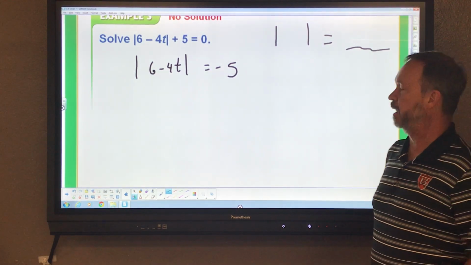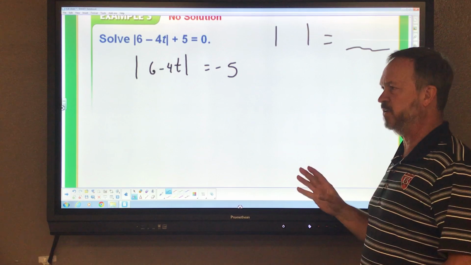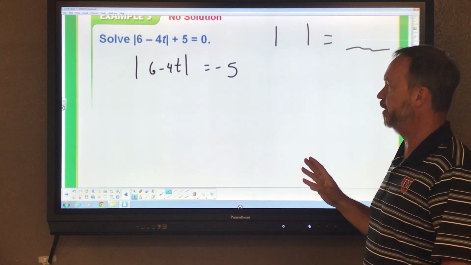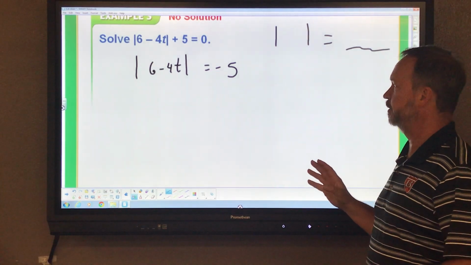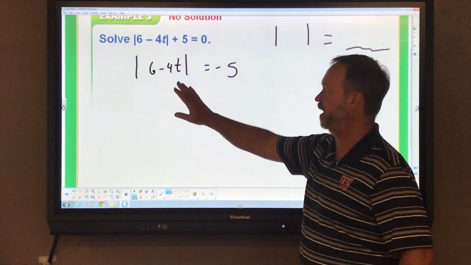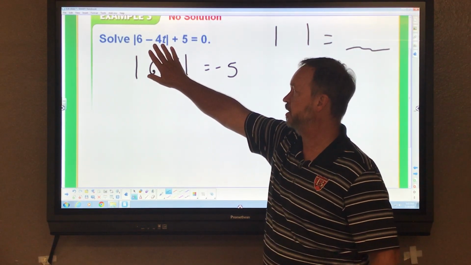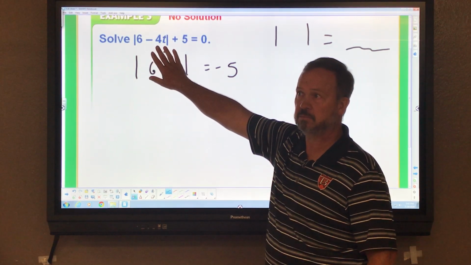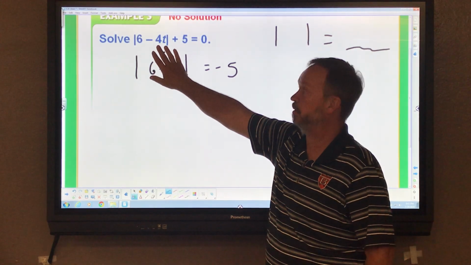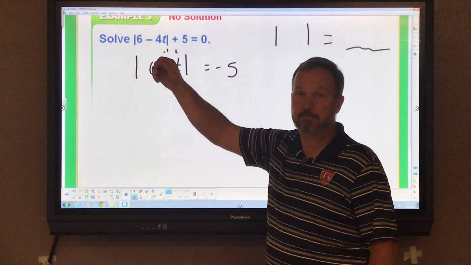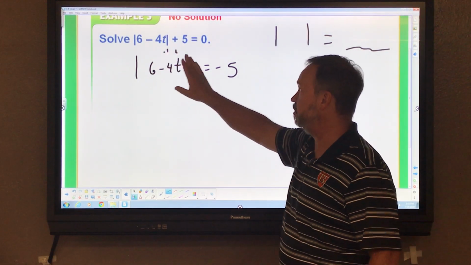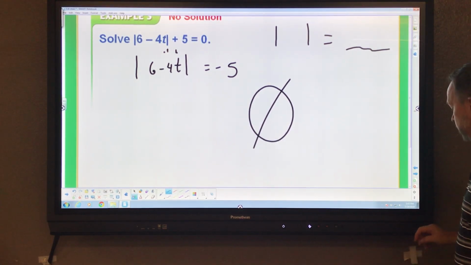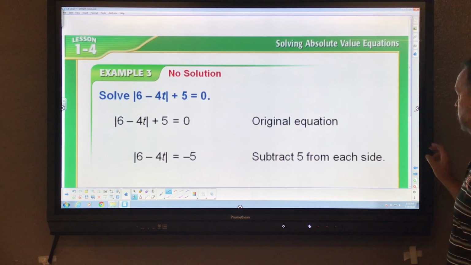Now, I'm going to stop before I get any further, and I'm just going to look at that and I'm going to go, no. You cannot take the absolute value of anything. I don't care what that thing is right there. I don't care what it is. You can't take the absolute value of it and get a negative 5. It doesn't happen. It doesn't work that way. Absolute value is always positive, right? So you can't do that. So guess what the answer is in this one? Empty set. It just is.